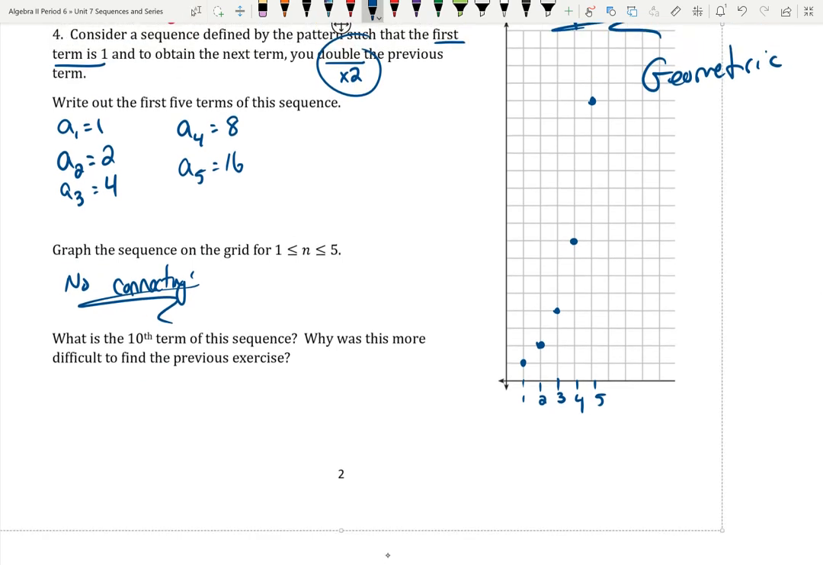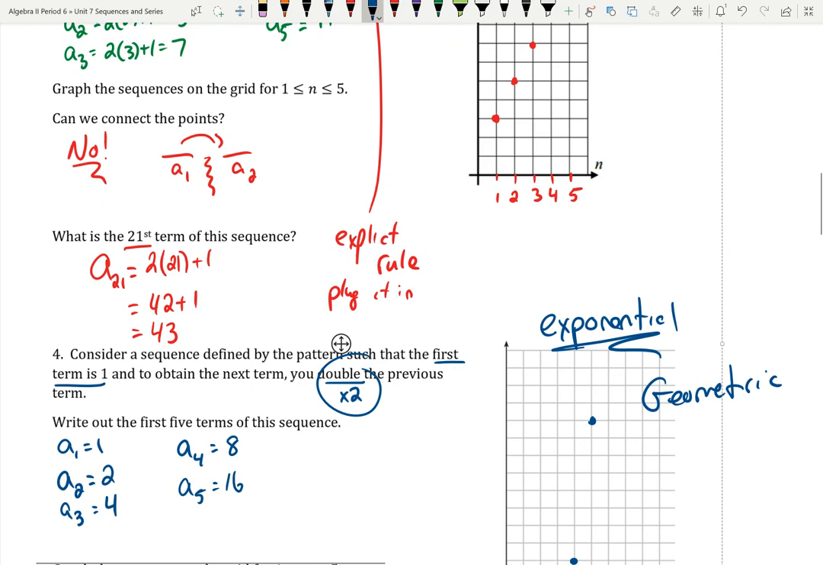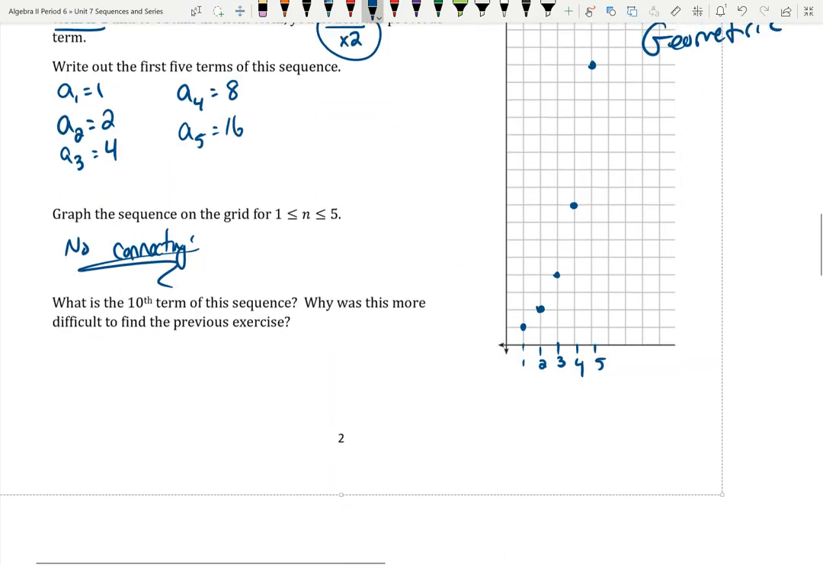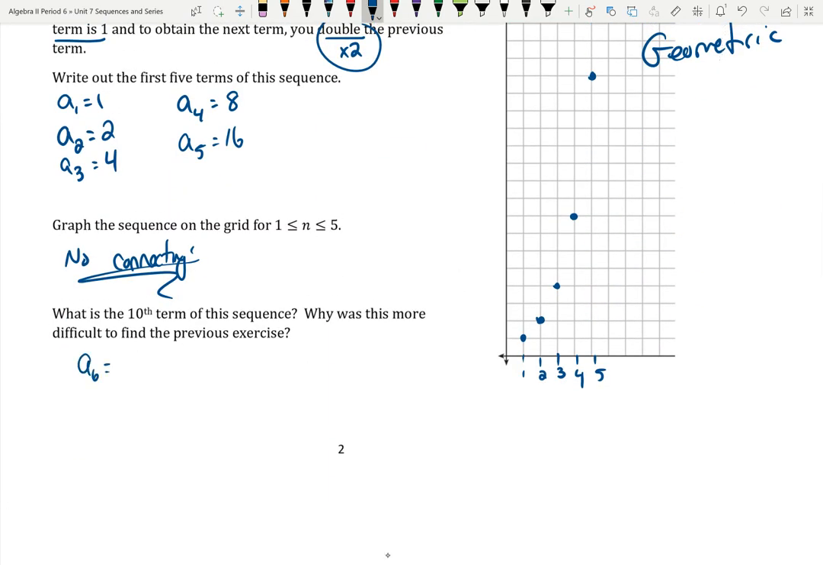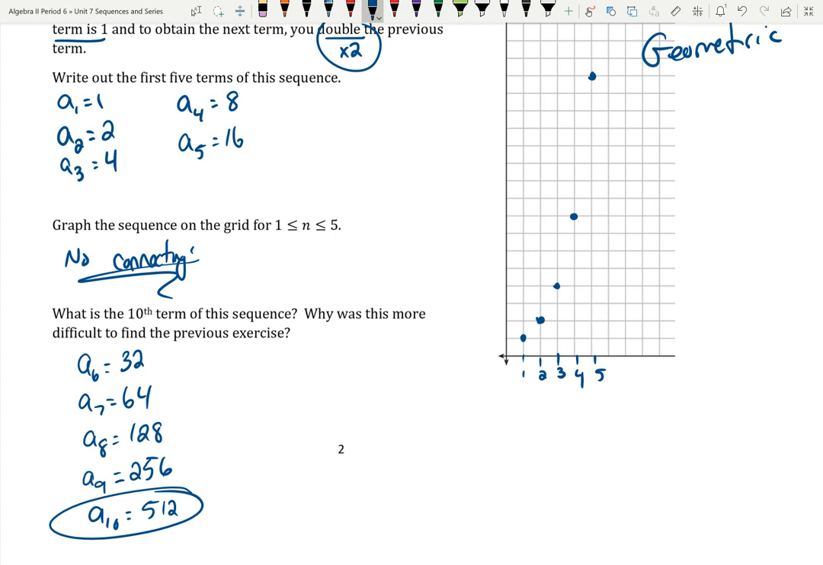Well, I can't just plug in a 10 like I did earlier, where I wanted the 21st term, so I plugged in 21. For this one, we've got to work our way up. We've got to keep on doubling to get that next term. And again, my 2048 players, you guys are good to go right now. 512. 512 is the 10th term.